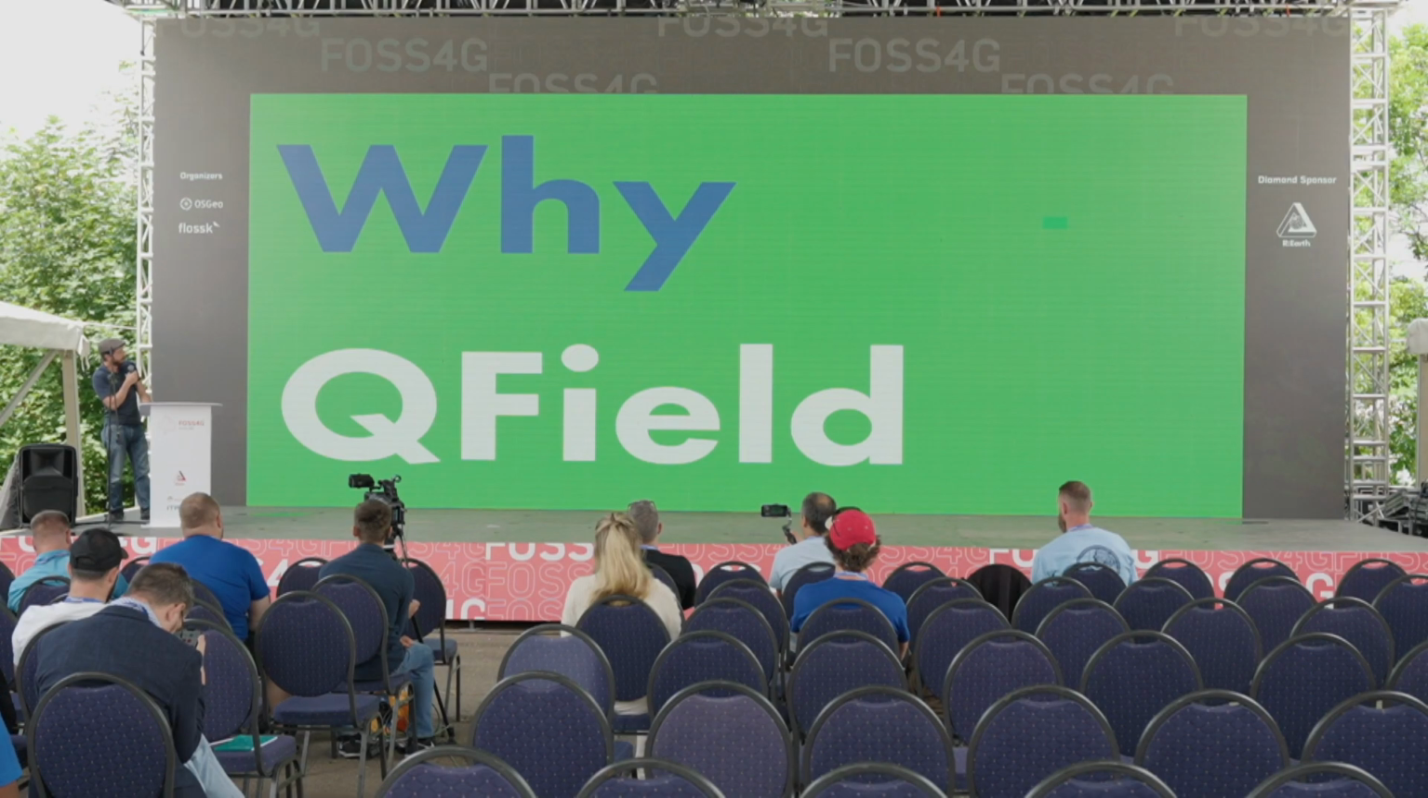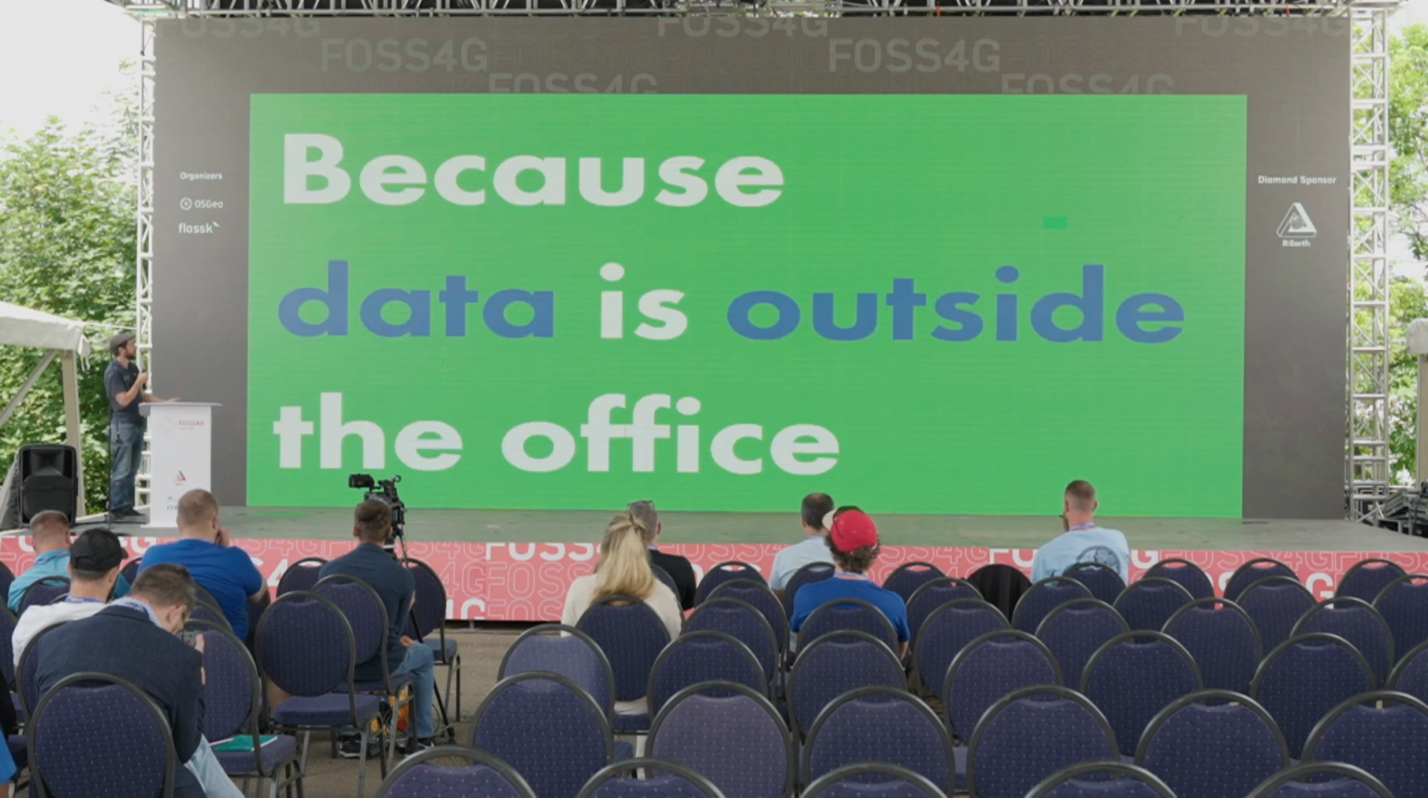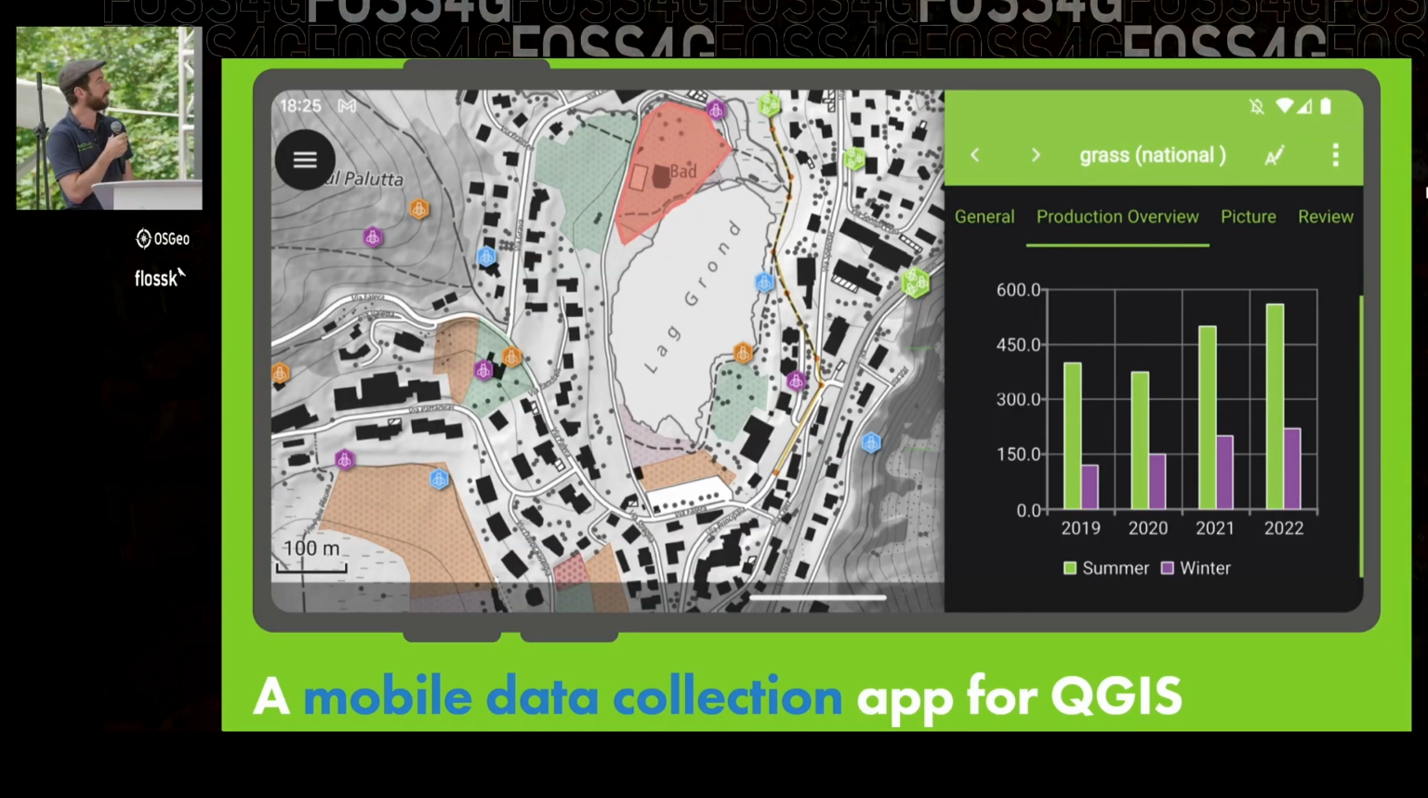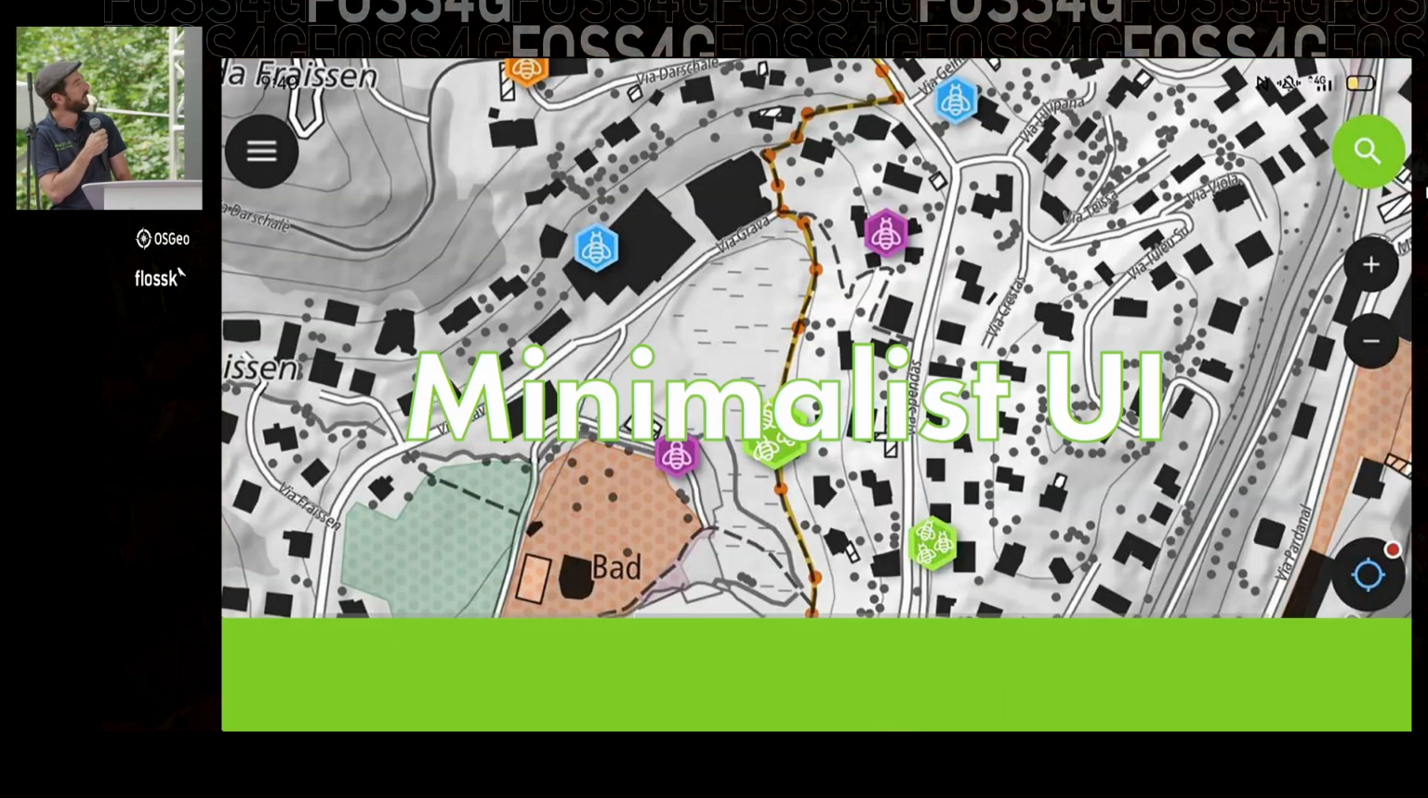So why did we actually start with QField? Because basically data is outside the office. You might have aerial imagery and whatever in there, but sometimes you just need to go out and you need to collect data outside. What is it? So it's a mobile data collection app for QGIS, and it is actually based on QGIS. We will hear more about that later on.